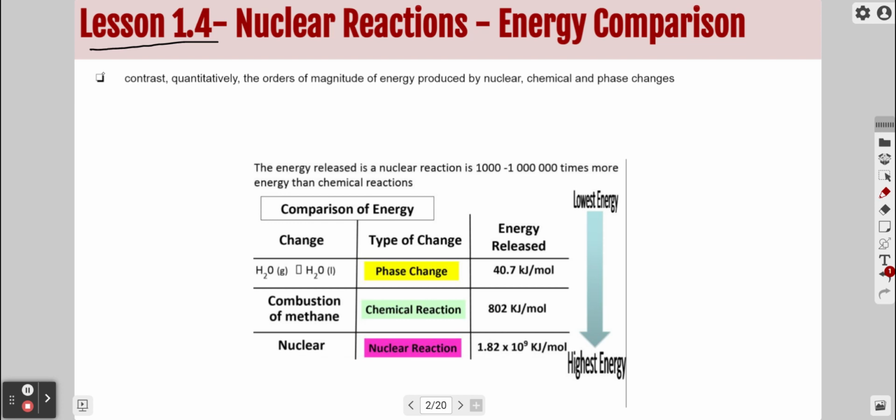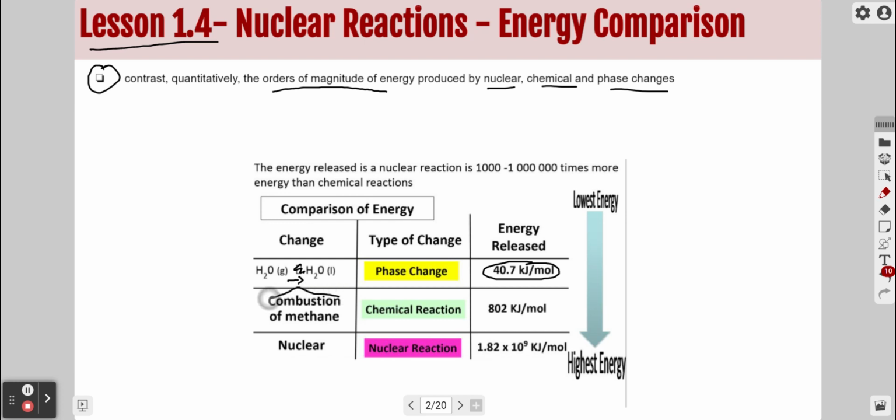So first you need to understand the difference in magnitudes of order of energy that is produced by nuclear, chemical, and phase changes. Phase change is this: going from a liquid to a solid, or a solid to liquid, or in this case, gas to liquid for water. You release a certain amount of energy for sure, like when we put the ice cubes in the freezer. You get some energy, not a ton.